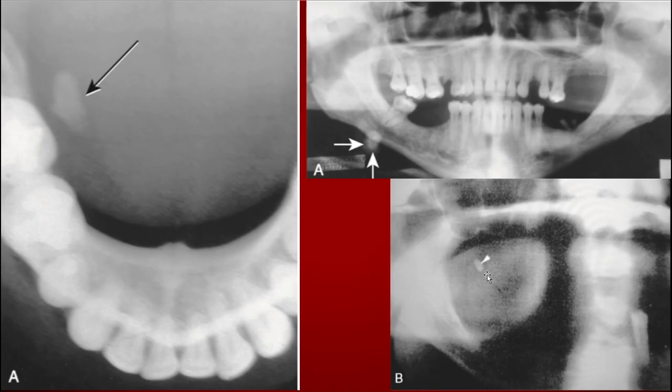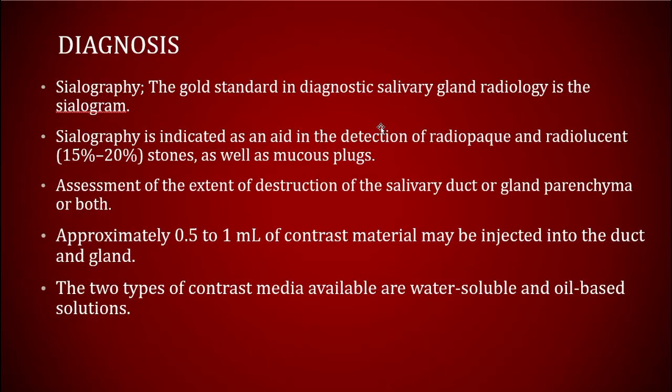We can have the parotid gland stones appearing on panoramic x-rays and also submandibular stones appearing on panoramic x-rays, sometimes on lateral radiograph, lateral cephalometric. So plain film radiographs can give us an indication if there's a stone, about 80 to 85% of them.